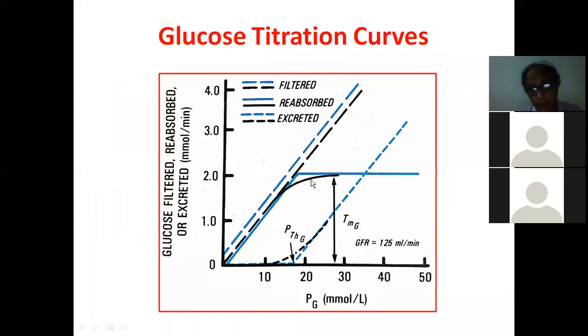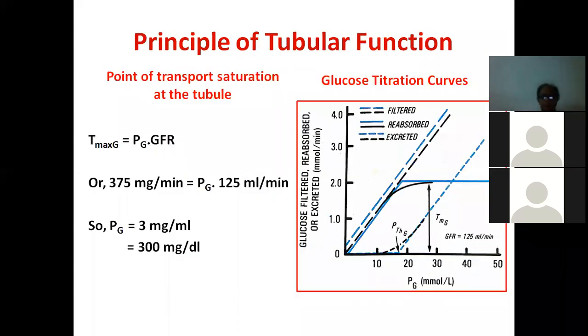Now, this gradual changeover is physiologically known as splay. We shall discuss the splay later. If we recapitulate this again, side by side, this is the calculation and this is the graph, the glucose titration curves. The three important parameters, that means filtered load of glucose, reabsorption of glucose, and excretion of glucose, are related in this diagram that is being shown here.